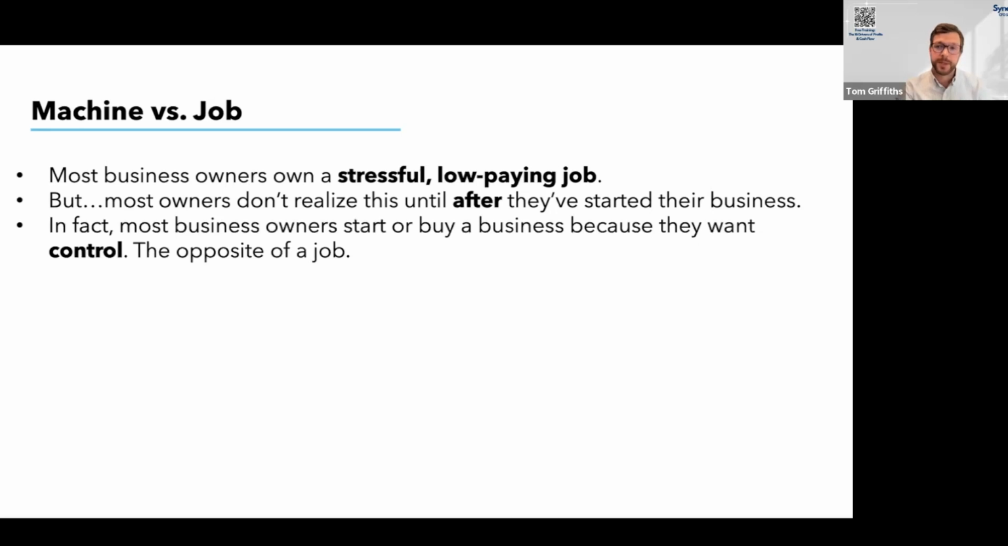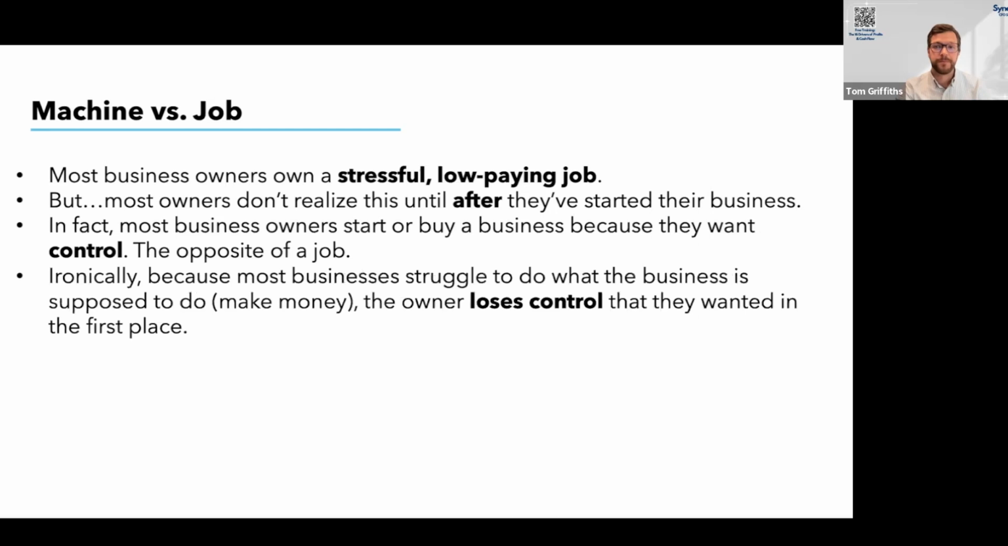And most business owners obviously start their business because they want the opposite of a job: freedom. Okay, but in doing so, they lose the very thing that they started the business for in the first place. Okay, so they lose that control.